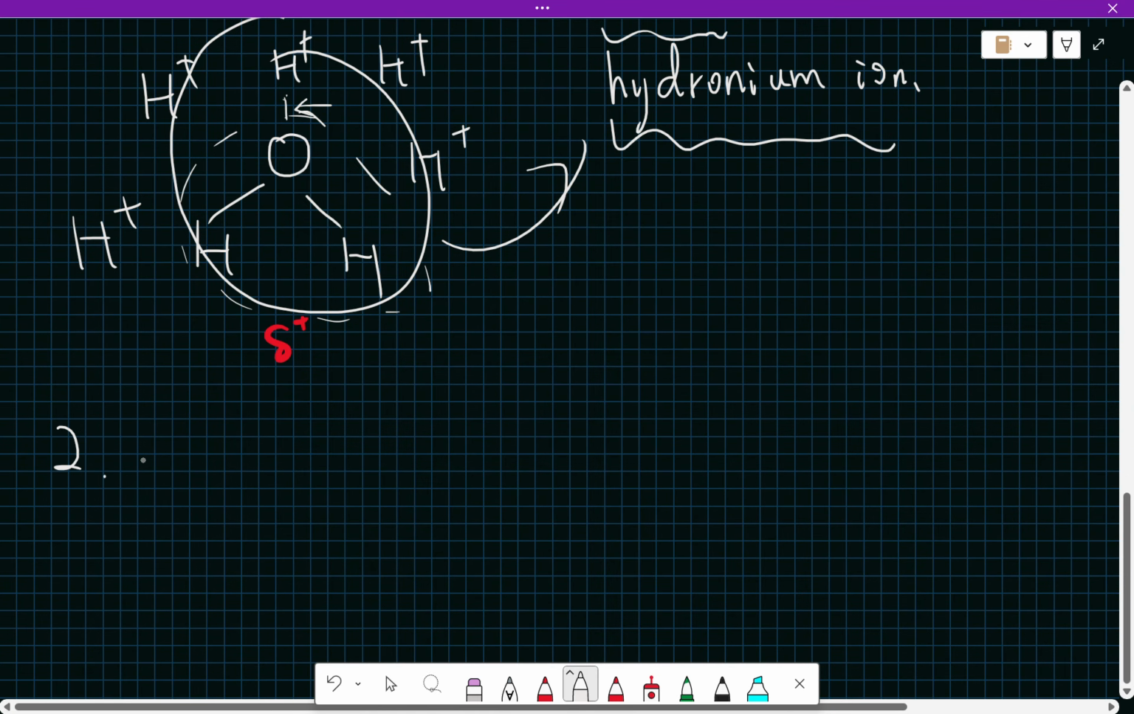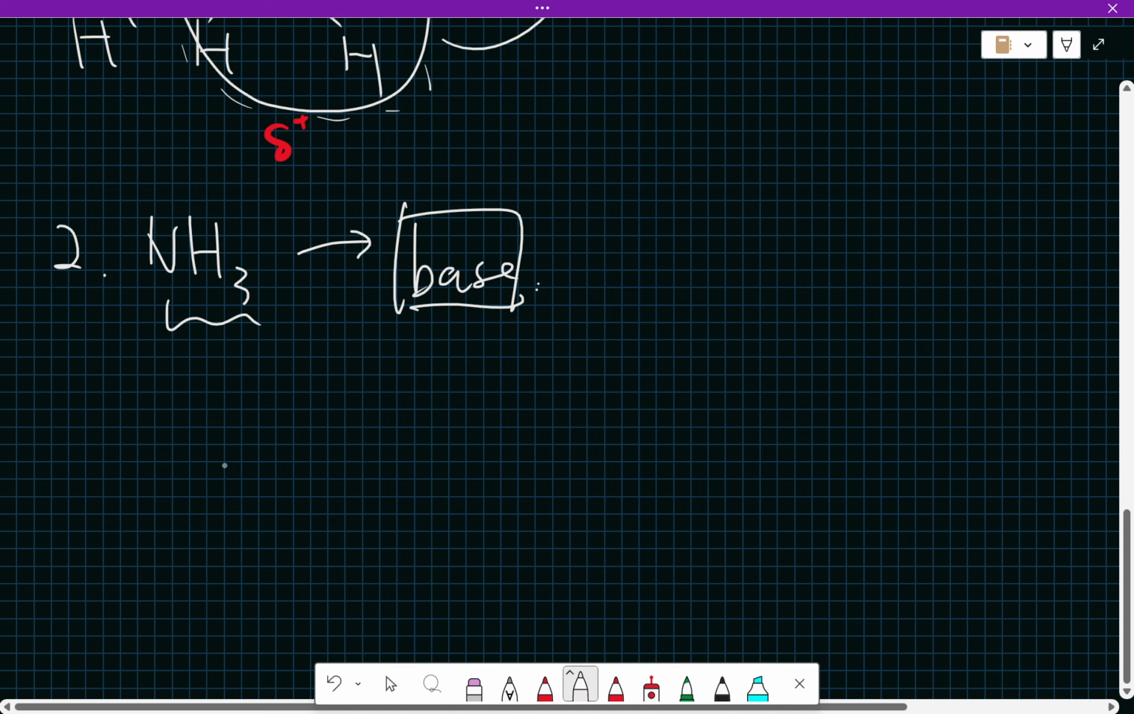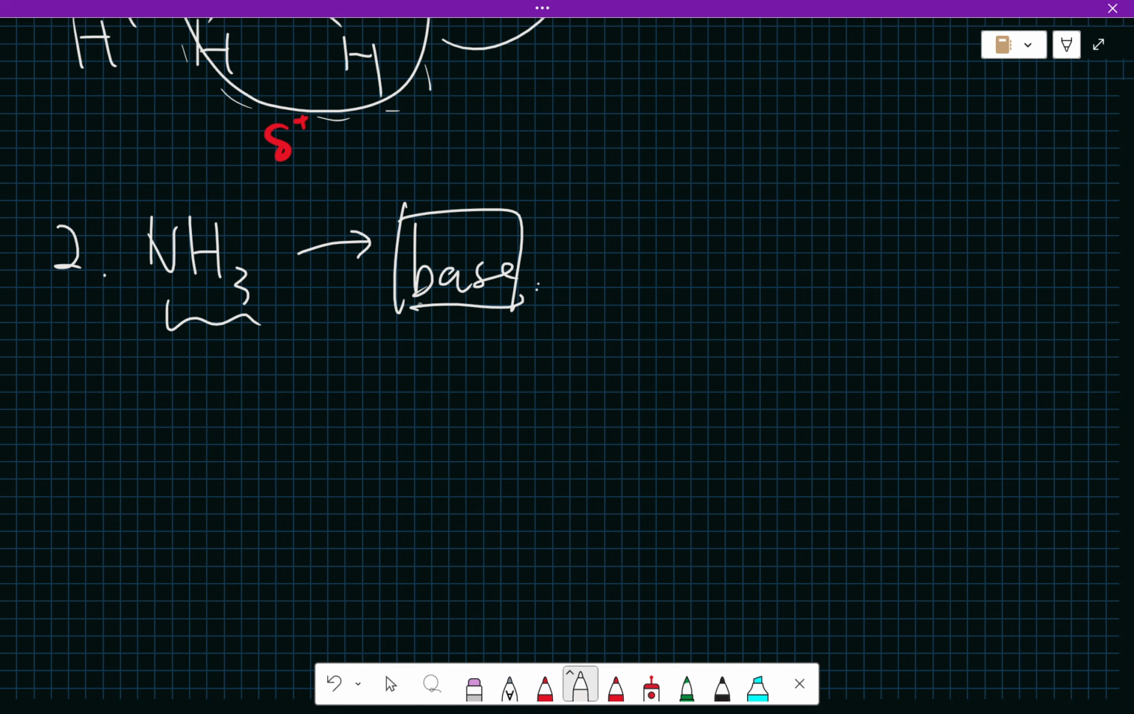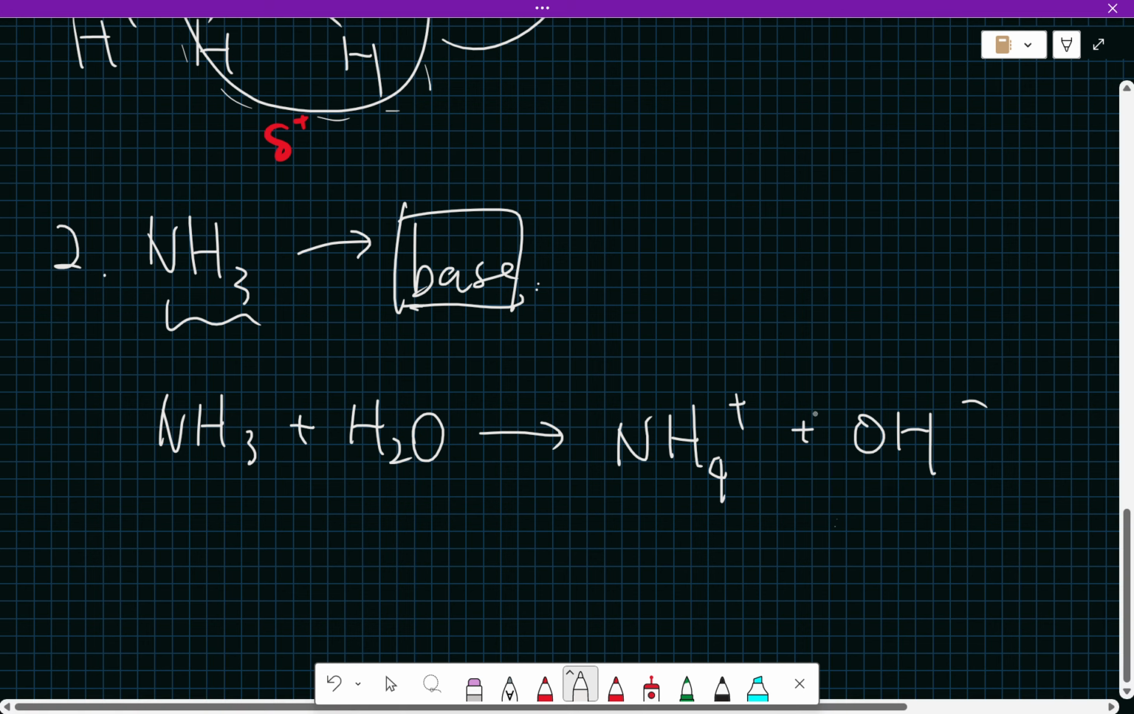The second anomaly would be ammonia. So when we dissolve ammonia in water, we would have a base empirically. However, there's no hydroxide in this molecule. So how can we explain this? Again, the modified Arrhenius theory takes the reaction with water into account. So when ammonia reacts with water, we would have ammonium and a hydroxide ion. So here is where the hydroxide ion comes from.